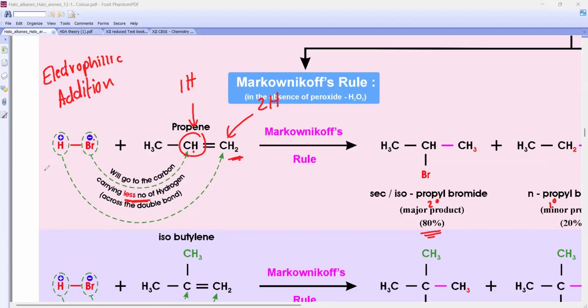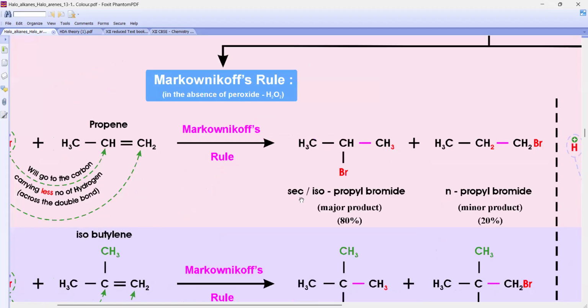So look here, how many possibilities did I get here? Look, this is why I have written here major. Have you understood? Because this is secondary and the primary will be minor. Clear? Yeah. Now let us go to the next one.